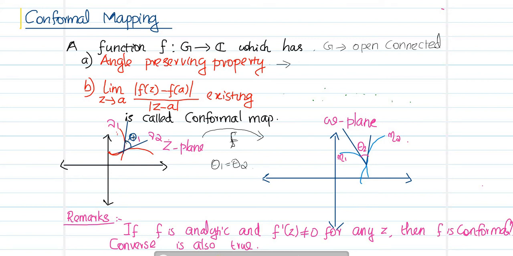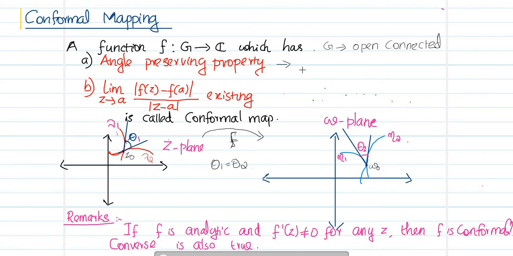This blue line is the slope corresponding to this one, and suppose this is a point z naught. This is mapped to w naught, and gamma 1 is mapped to eta 1, gamma 2 is mapped to eta 2. The angle between these slopes is theta 1, and here it is theta 2. Then what is the meaning of conformal?